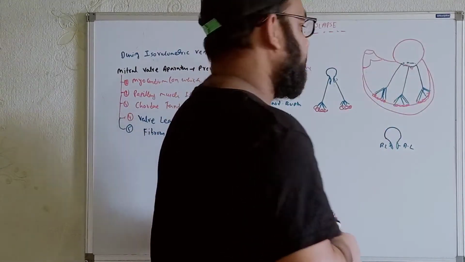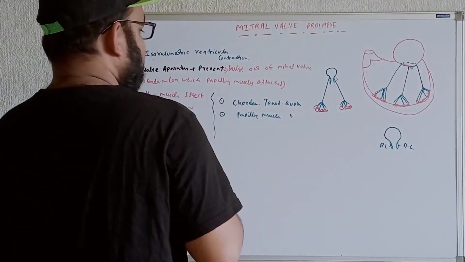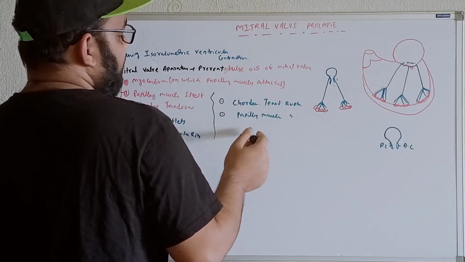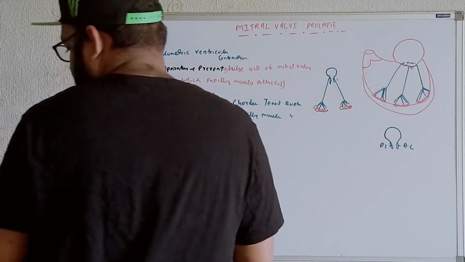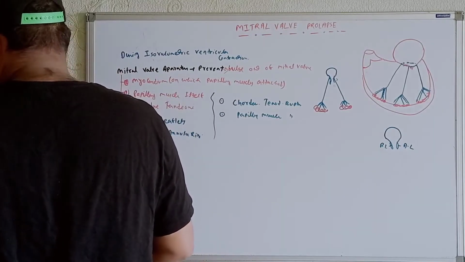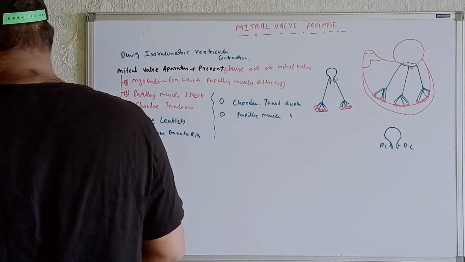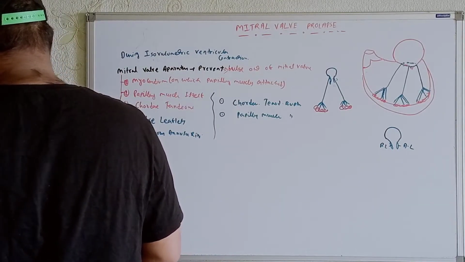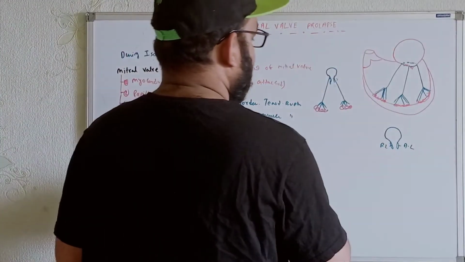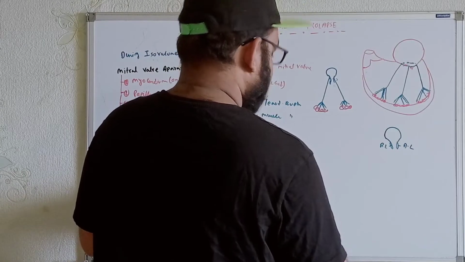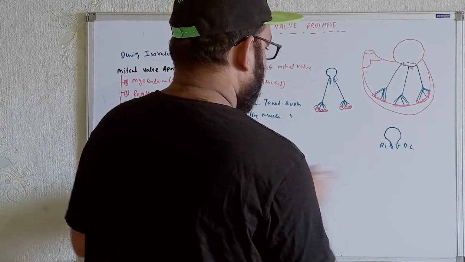So if you get this type of structural problem, the chordae tendineae rupture or the papillary muscle rupture, at that time we will get this type of problem. Now, whatever we see in this case, let's try to understand from another figure. In these cases, let's draw it over here, guys.